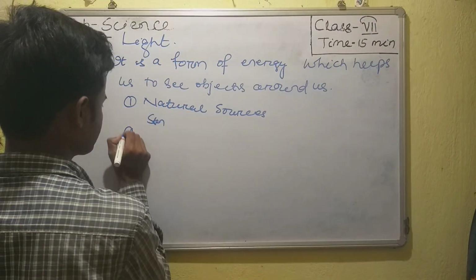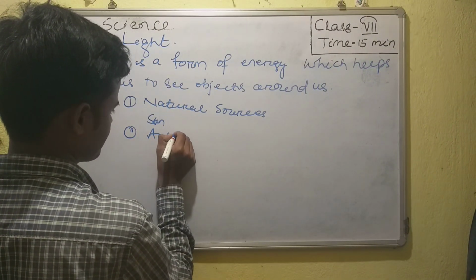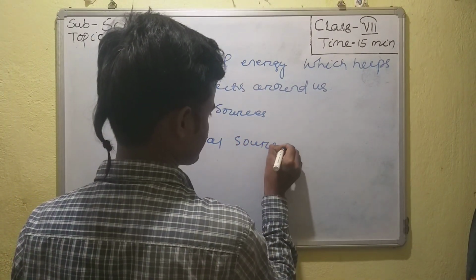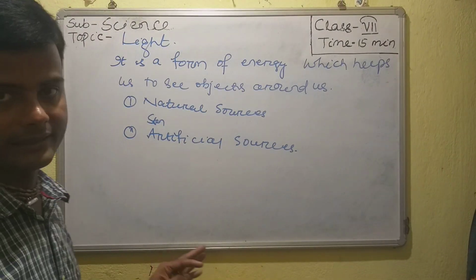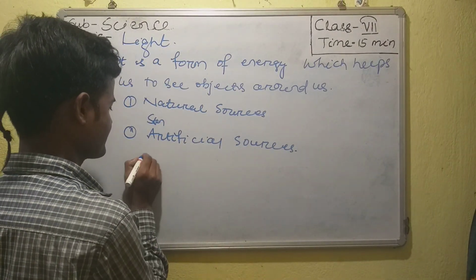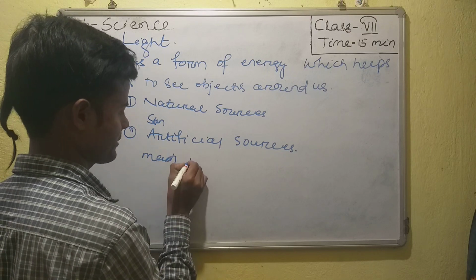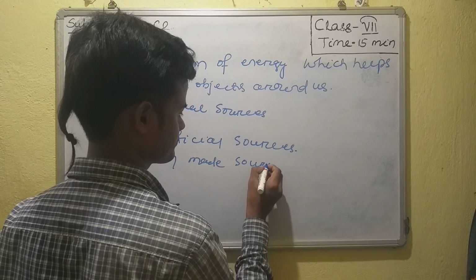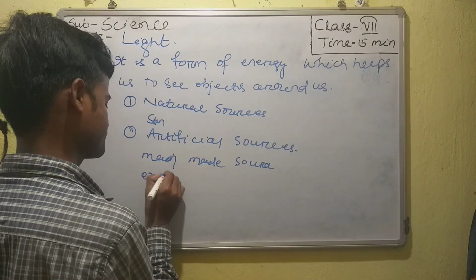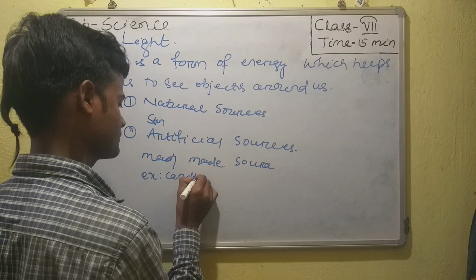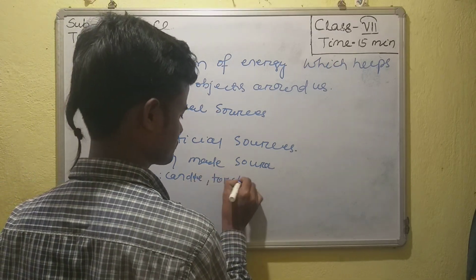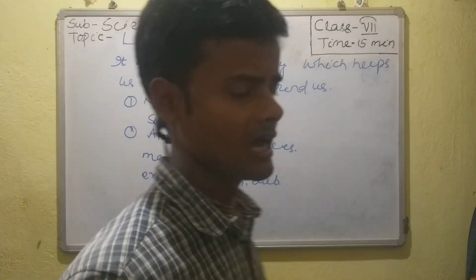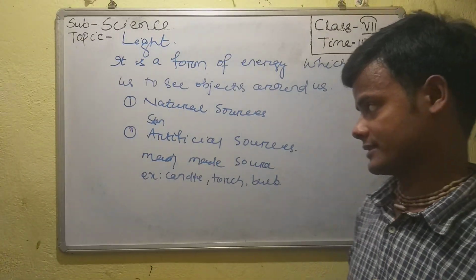And another one is artificial. Artificial sources means those are man-made sources of light. This is called a man-made source. For example, candle, torch, bulb. Right, these are the artificial sources.